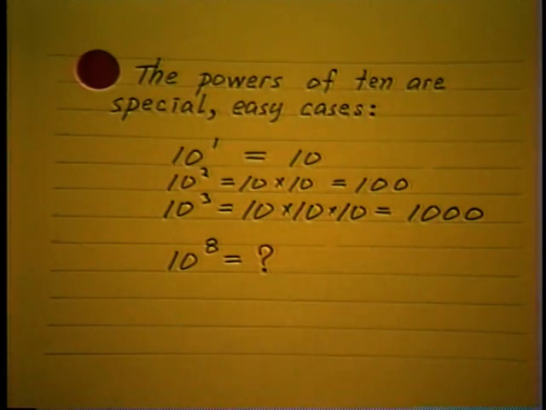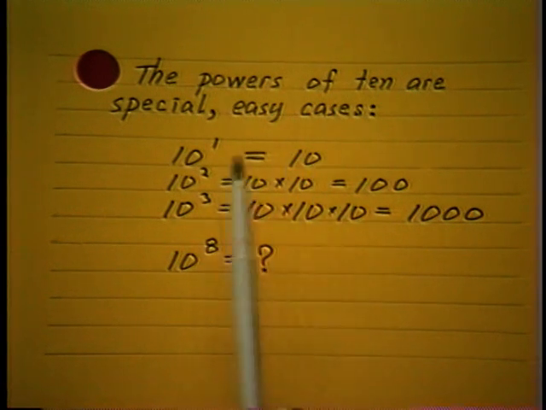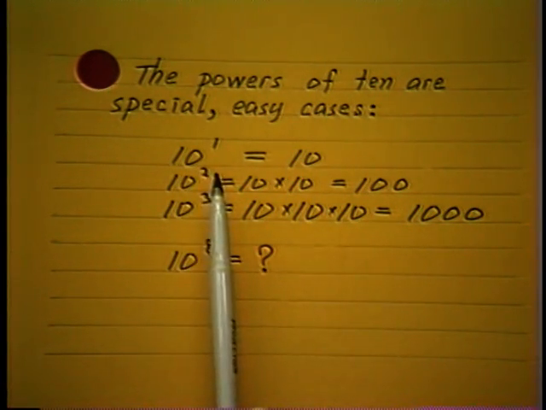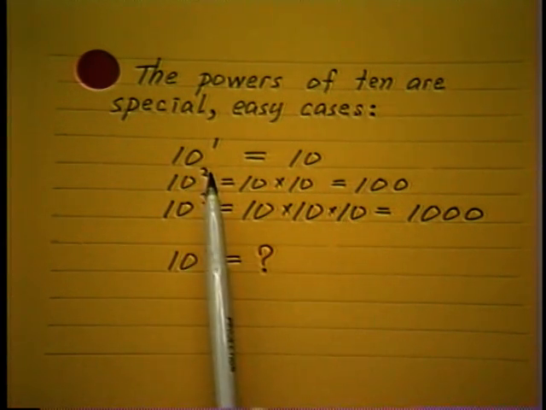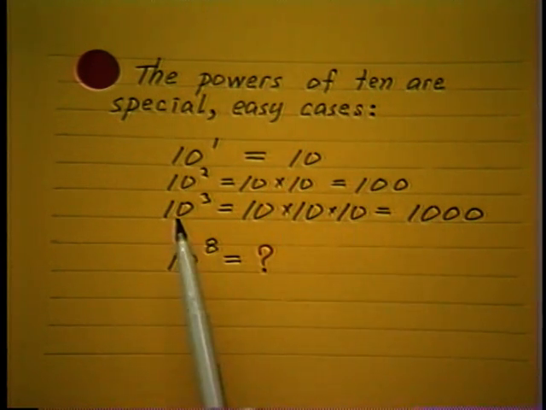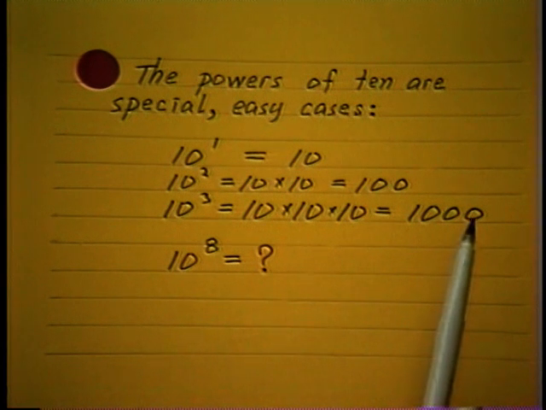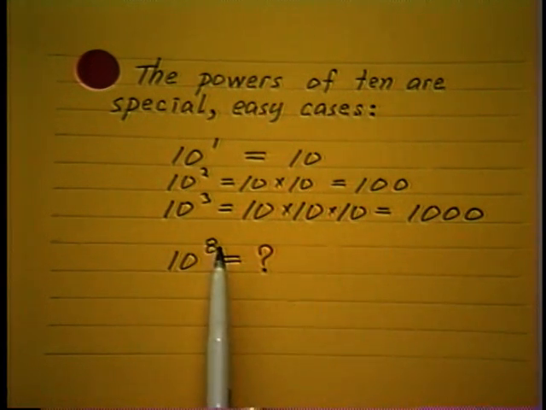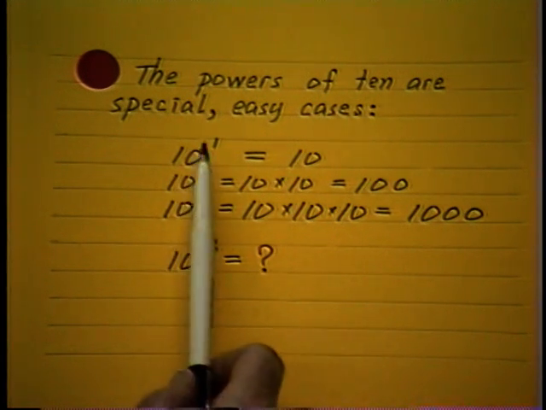Now, the powers of 10 are special, easy cases. 10 to the first power simply means 10 because that's the rule of our game. 10 to the second power, which frequently you hear algebra people saying as 10 squared, simply means 2 tens multiplied together, which is 100. 10 to the third power says take 3 tens, multiply them together, which is 1,000. 10 to the eighth would be to take 8 tens and multiply them together. But there's a nice shortcut. Can you see it here?